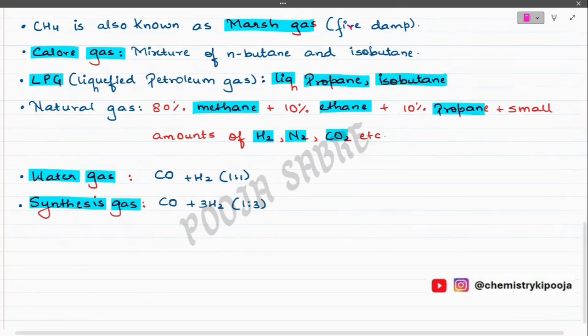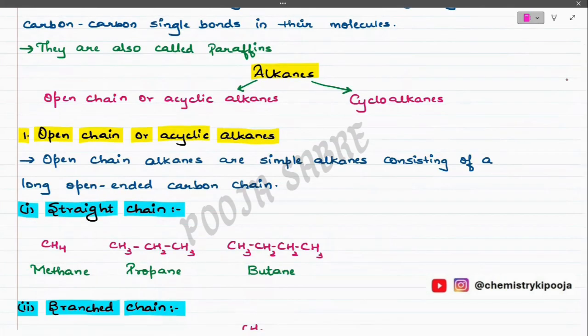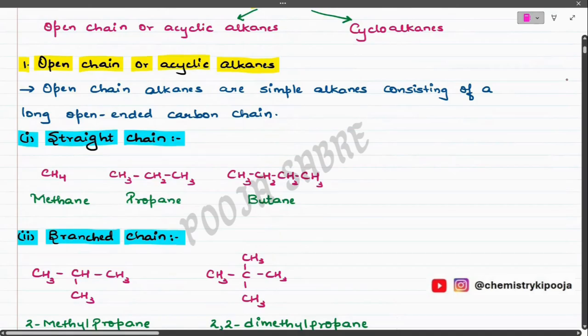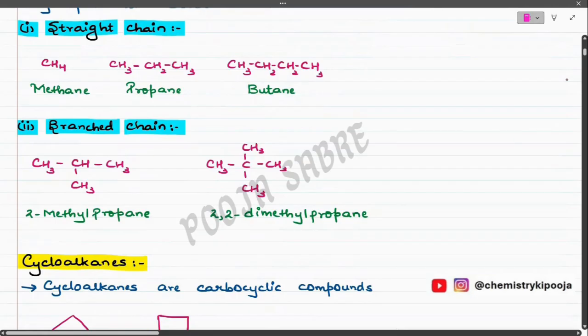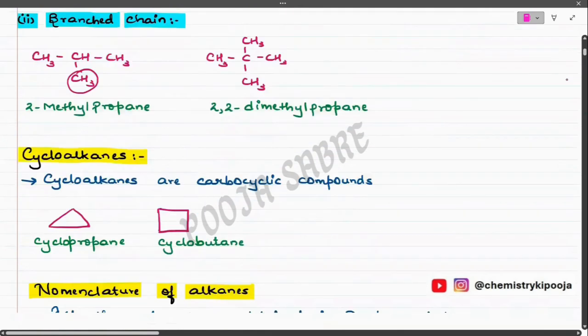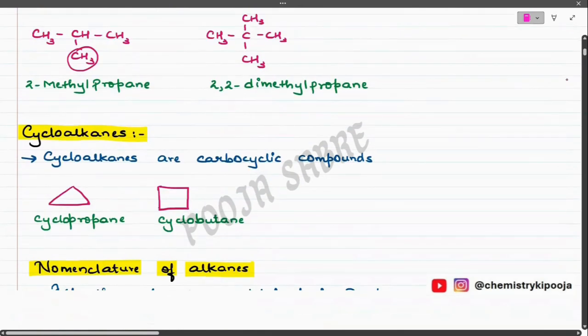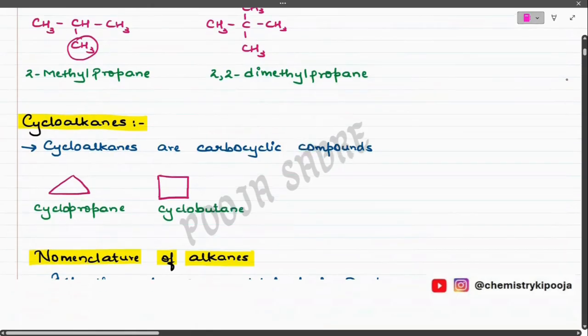Clear? Classification of alkanes. Alkanes are classified into two types, open chain and cyclic. If it is open chain, then again there are different types we are going to study. And then the cyclic alkanes are called cycloalkanes. Let us quickly have a look at the straight chain. Straight chain can be simple straight chain like methane, propane, butane, or they can also be branched. That means on a straight chain, there is an additional group attached. There is a branching. Clear? Talking about cycloalkanes, they are basically carbocyclic compounds, which are present in a cyclic form or ring-like structure.